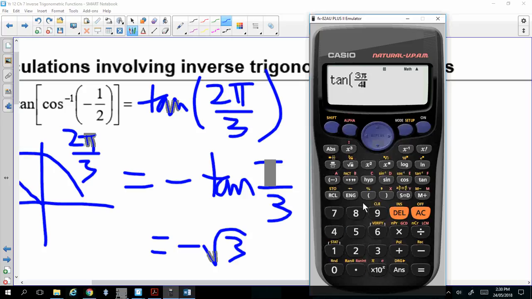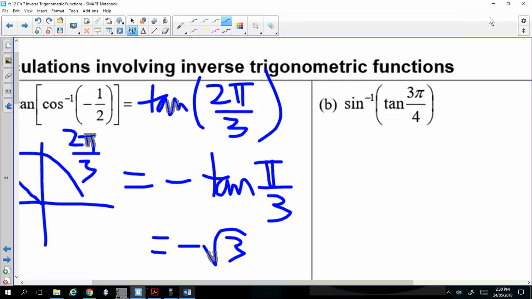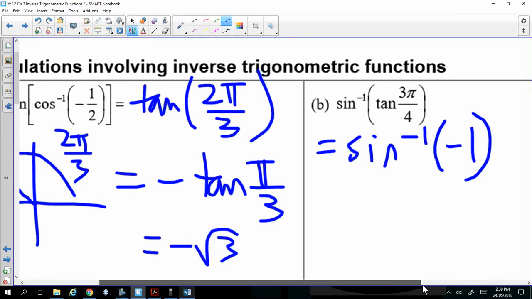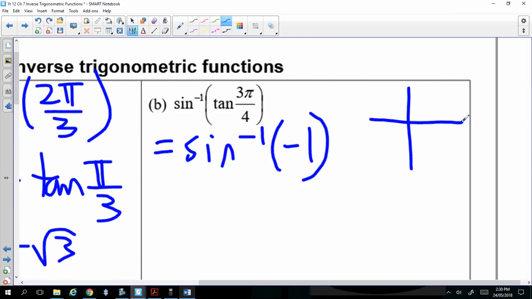So you go sine inverse of negative 1. And if you remember the graph, let's go through the graph again. The graph looks like this. So now negative 1, it's at minus pi over 2. So you know it's going to be negative pi over 2. Or you can use your calculator. Alright, so it's all pretty easy.